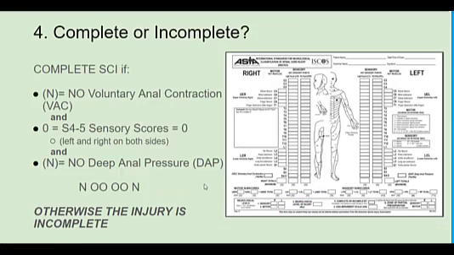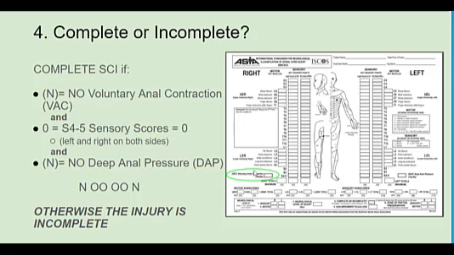After we've determined that, then we're going to move on and determine if it's complete or incomplete injury. A spinal cord injury will be complete if we have no voluntary anal contraction. Don't worry, we are not going to practice this in lab. I think you'd have to be in a pretty specialized setting if you're going to be the one doing this, and you'll be trained appropriately.